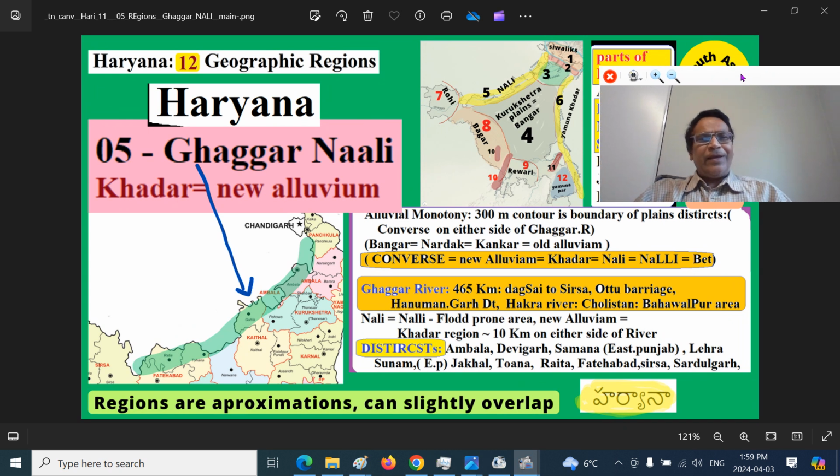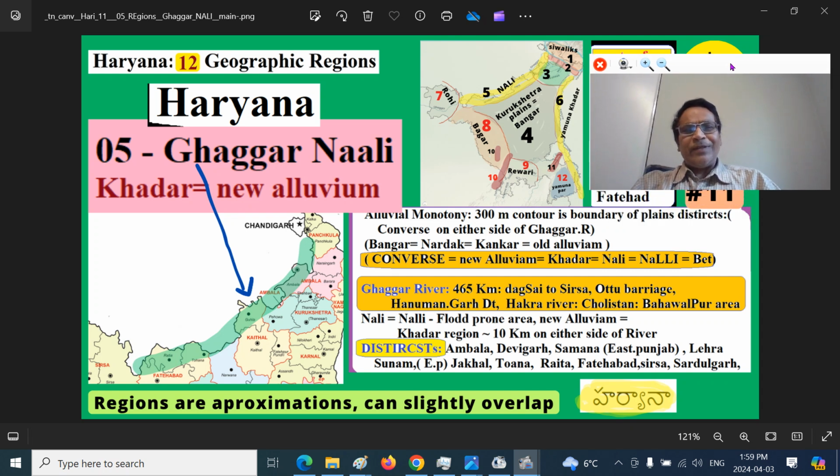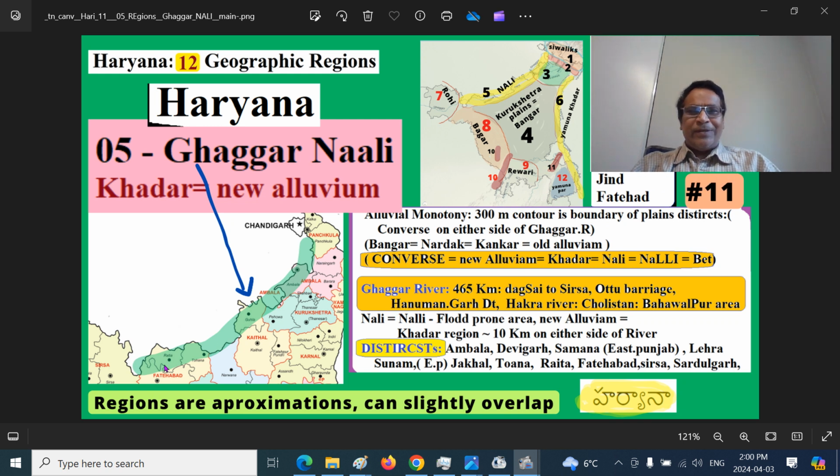Nala means like a river. The region, by extension, is the region surrounding the river. Rivers flow in low locations and they flood, so they bring alluvium, the soil and silt. There is an old alluvium and a new alluvium. New alluvium comes every season, every time it rains. Now, because the rivers are extensively dammed, you don't see that much, but historically it used to be like that. Alluvium and monotony, because the land doesn't have much elevation. The 300-meter contour is the boundary between the southern Bangar region. So, this is the Bangar. We are talking about the Nali region.